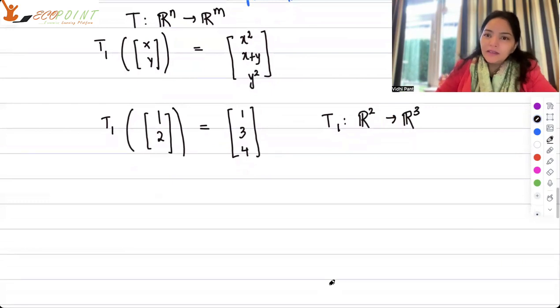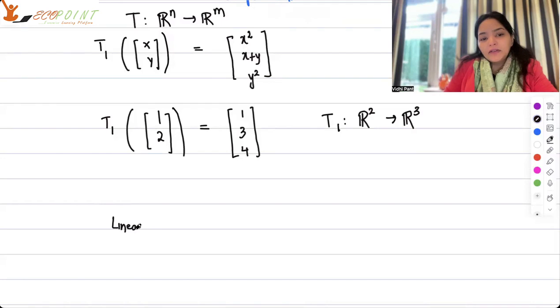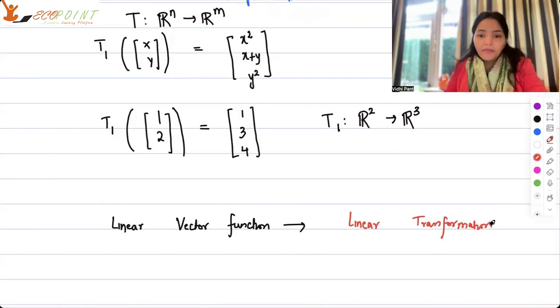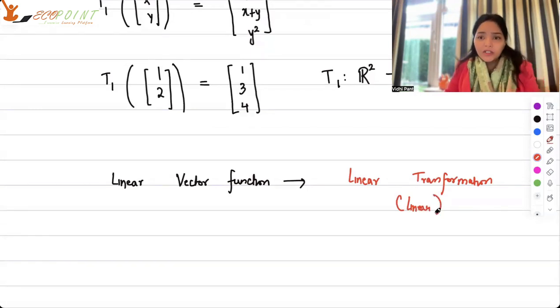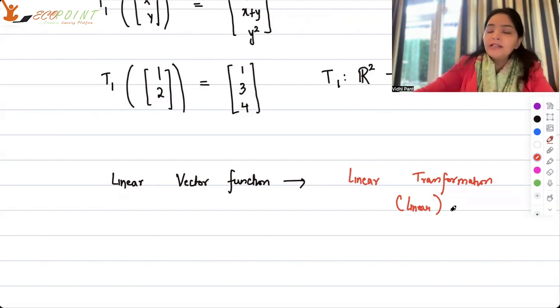If you observe, this is nothing but multivariable calculus. In particular, what we are more interested in are linear vector functions, which are basically linear transformations. You can just call it linear also. If you ever get a question wherein a function is given from Rn to Rm and they ask whether it is linear or not, these are very common questions. You have to check whether it satisfies the properties of a linear transformation.